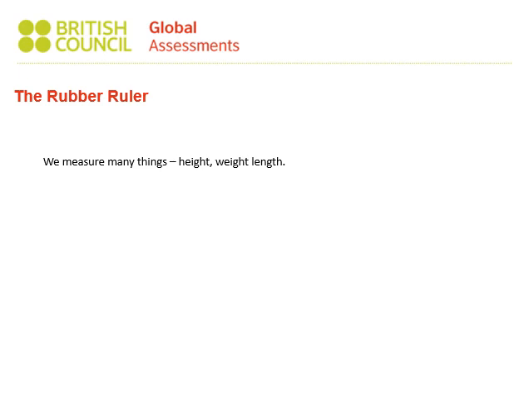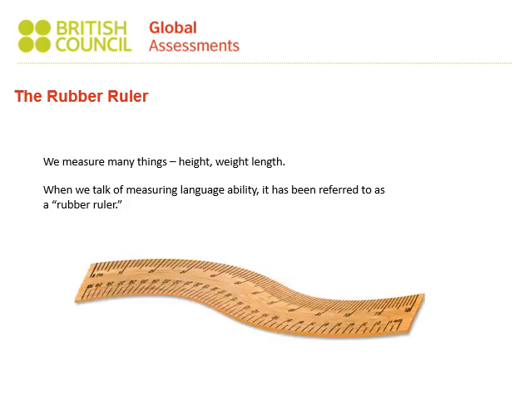Everybody agrees what a centimetre is. Everybody agrees what a mile is. But when we talk about language ability, that's a bit more flexible. That's a bit more open to interpretation. And this is why we refer to language testing essentially as a rubber ruler. So it's not necessarily a reliable measurement unless we have a very set and standardized procedure that we follow. It's going to be elastic and we're going to get different measurements.